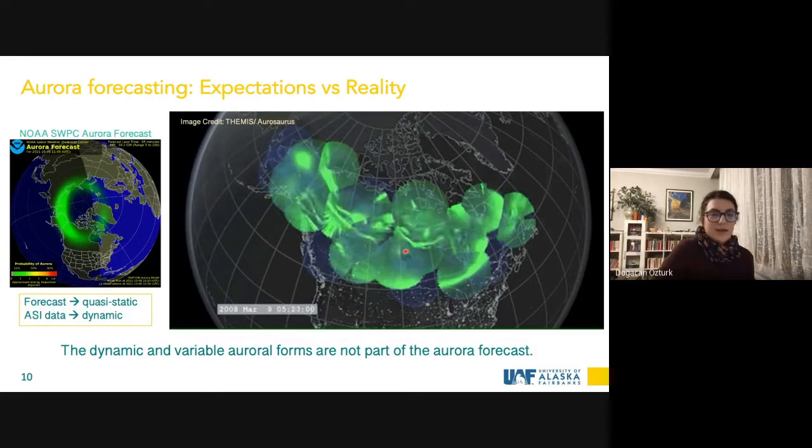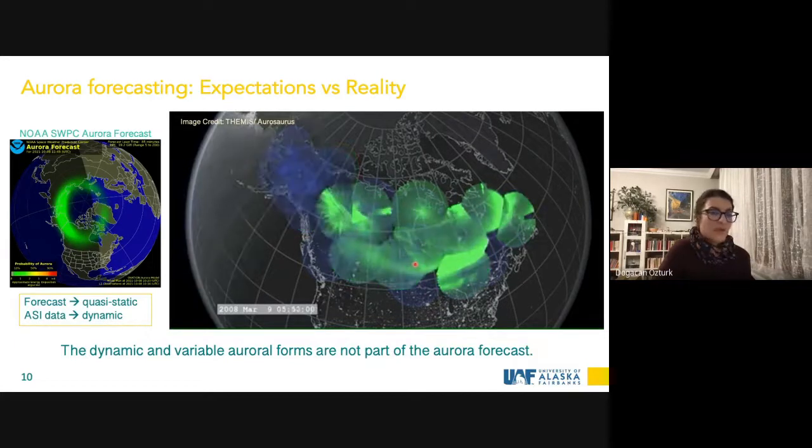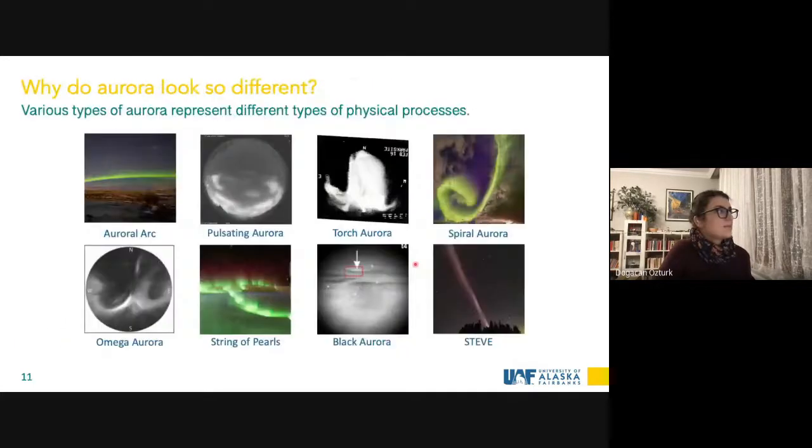So we are not able to forecast these dynamic features because they are very different. There are various different types of physical processes that lead to aurora. This is just a subset of existing auroras. You can see the auroral arc here, which is a thinnish type of line that appears very bright.